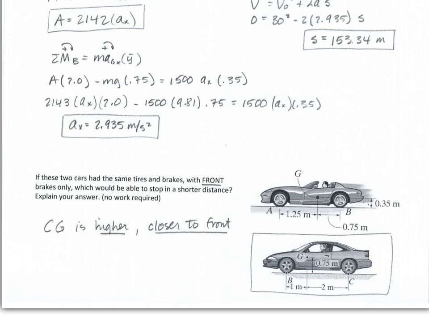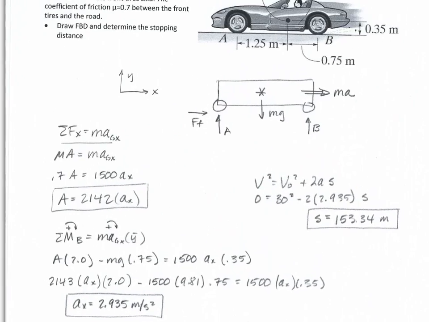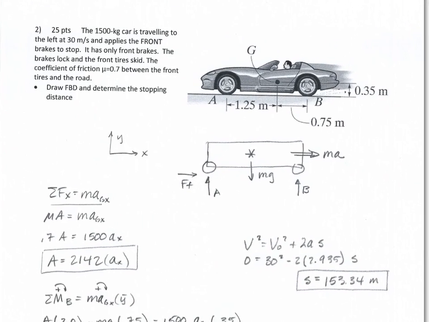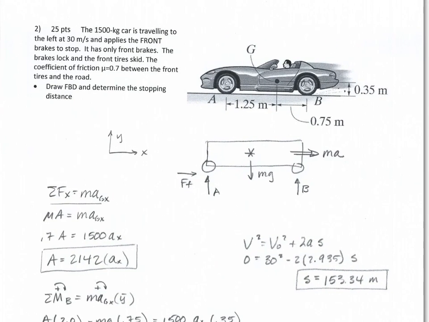Okay, the next problem is this car. We had two versions of the car, one with front brakes and one with rear brakes. Let's do the front brakes one first. It's important to draw a proper free body diagram, so I'm just drawing it as a box here, and I always draw the forces at the point at which they are applied.